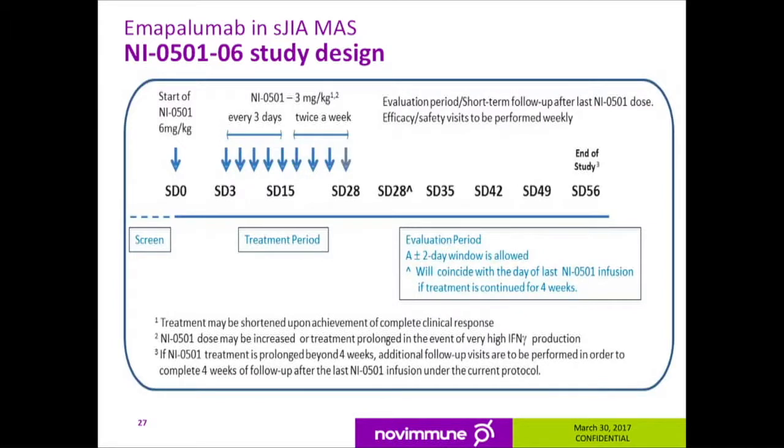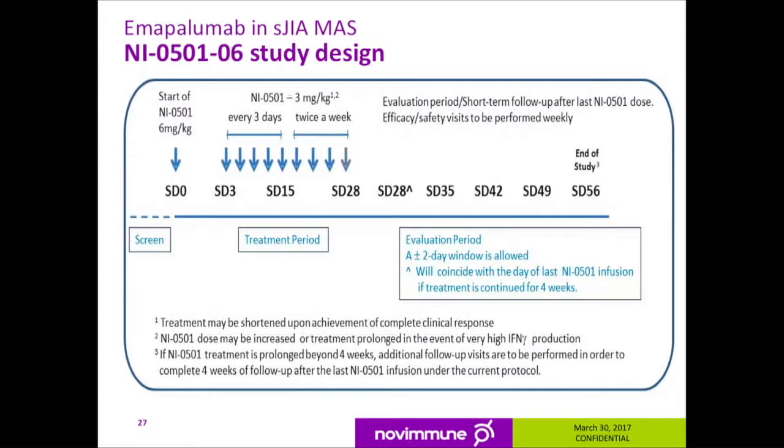So this is the study design. This is going to be a short study with very frequent administration, because we want to make sure that we target the gamma, which is being produced in a very elastic manner, that we can monitor during the study. Treatment period is going to be, as I told you, very short. The drug is being administered every 3 days.